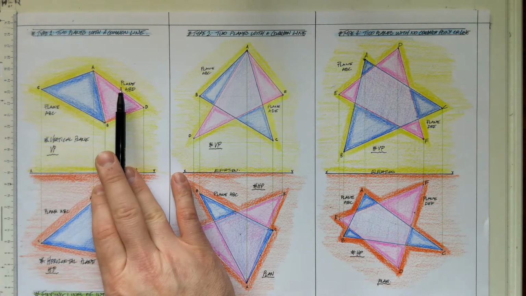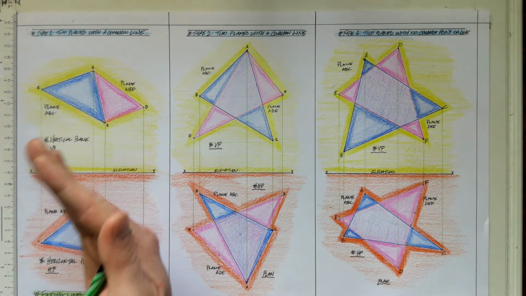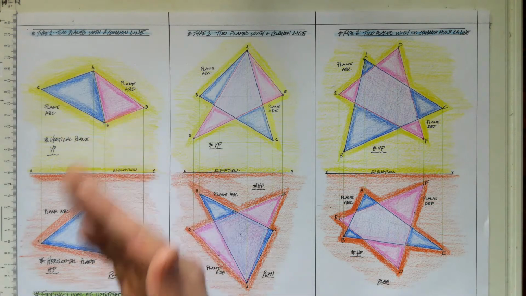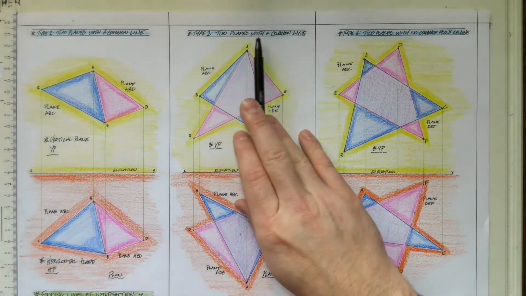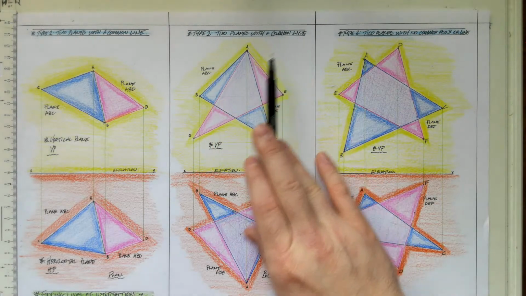We have the line of intersection here. That means we can then, in the plan view, if we want, base our following views off of that. Type 2, two planes with a common point.